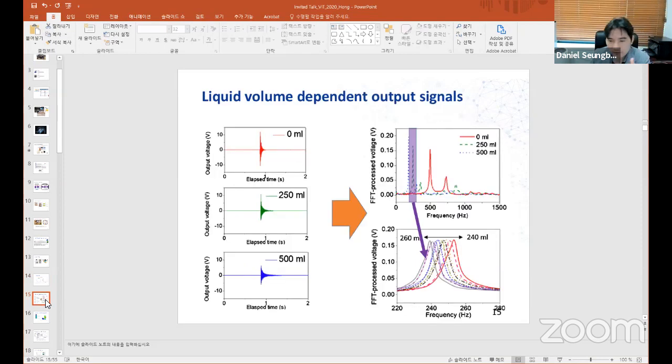So my student then came up with an idea: what if we have a piezoelectric sensor to catch the mechanical resonance of the glass that is induced by impact? And this impact, as I will show you, can also be induced by an actuator made of the same material. And as you can see, the peak of the resonance shifts as a function of the volume of the liquid.